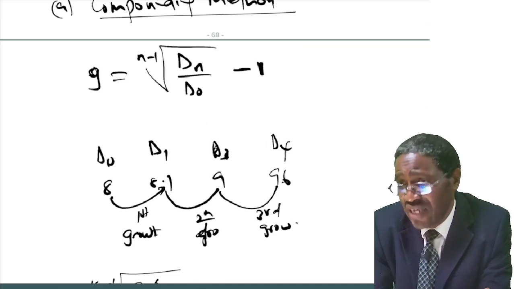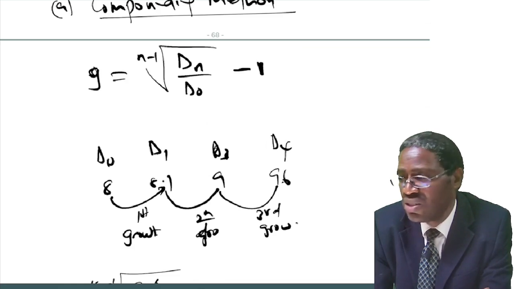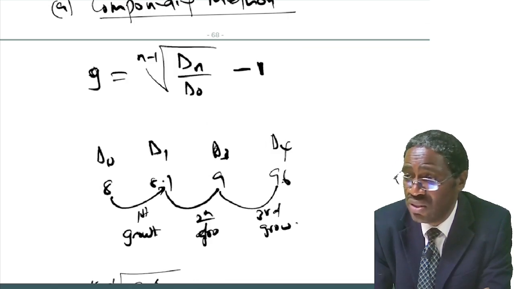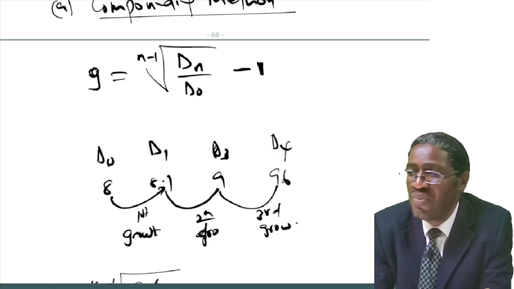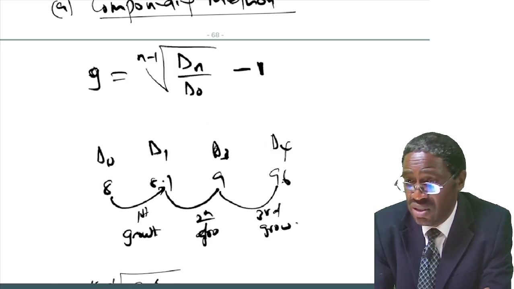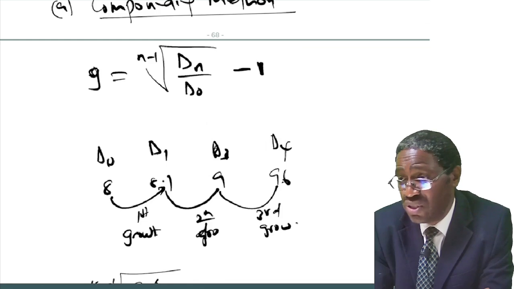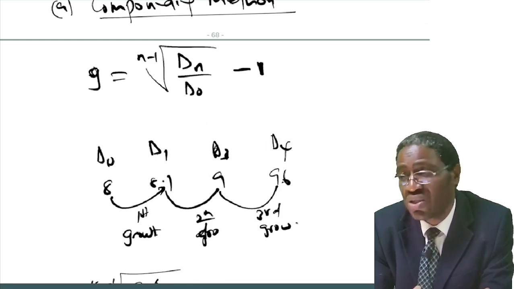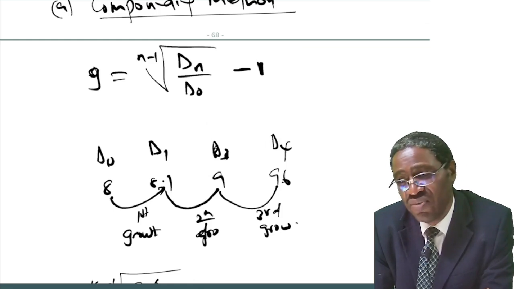I have said n is the number of years the dividends have been paid: 5 years, 10 years, and so on. You minus 1. Why do you minus 1? So that you determine how many growths there were. Like in this illustration, our growth took place 3 times: first growth, second growth, and third growth. Then you minus 1. Okay?